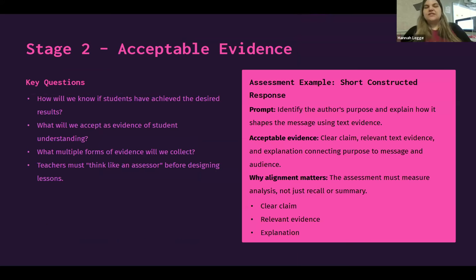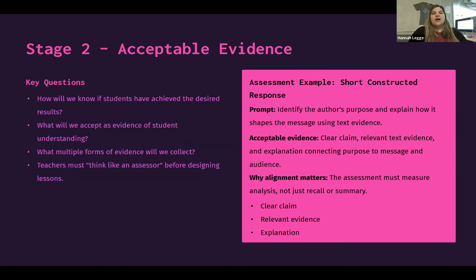Okay, so let's move on to stage 2, acceptable evidence. So this is where the quality over quantity starts to take precedence. So again, on the left, we're talking about how this will actually be applied to your classroom. And on the right, this is an example for author's purpose. This is an acceptable piece of evidence for the day.